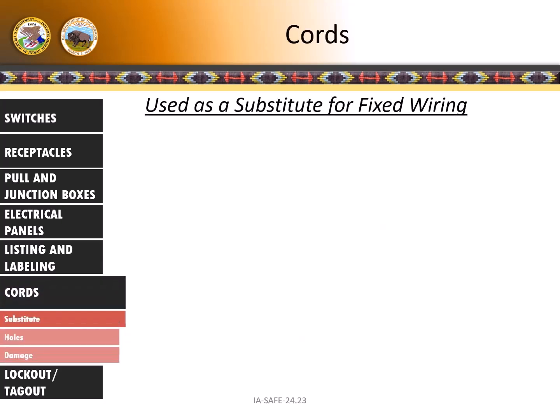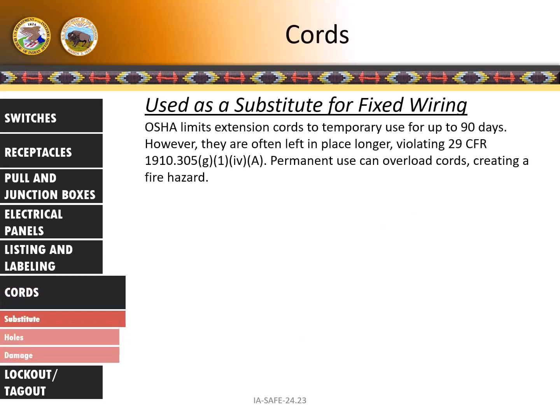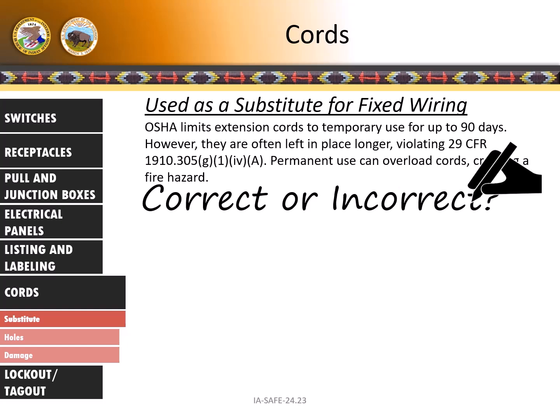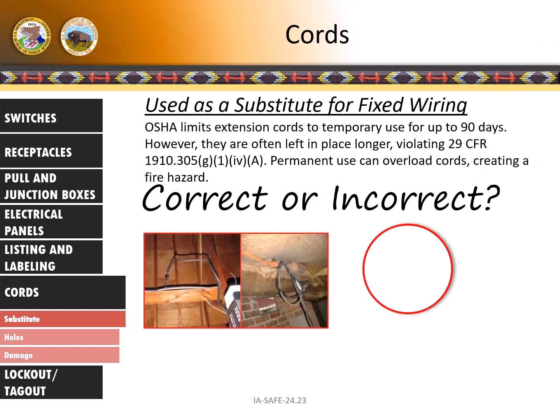Fixed wiring. OSHA limits extension cords to temporary use for up to 90 days. However, they are often left in place longer, violating 29 CFR 1910.305(g)(1)(iv)(A). Permanent use can overload cords, creating a fire hazard. Is this correct or incorrect?